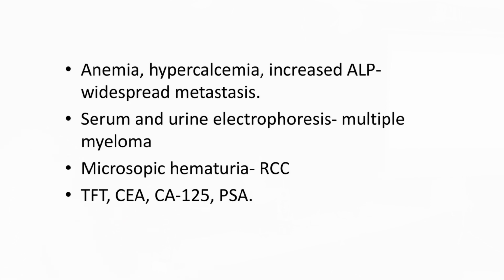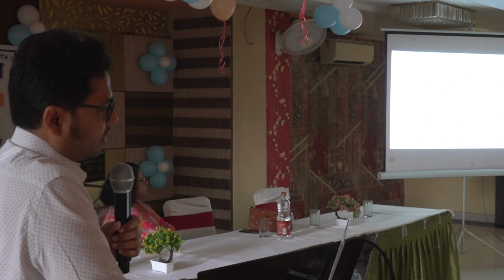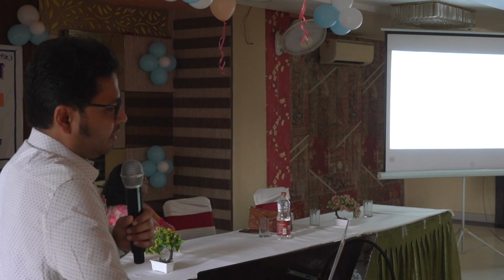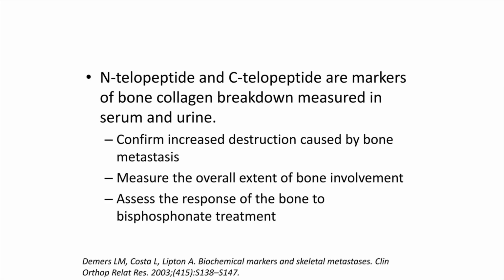If on serum and urine electrophoresis you see Bence Jones proteins, then you should suspect multiple myeloma. And if there is microscopic hematuria in the urine, then you should suspect renal cell carcinoma. Various other markers you can do are TFT, CEA, CA125, and PSA for prostate, and N-telopeptide and C-telopeptide, which are markers of bone collagen breakdown measured in serum and urine. We should confirm increased destruction caused by bone metastasis, measure the overall extent of bone involvement, and assess the response of the bone to bisphosphonate treatment.